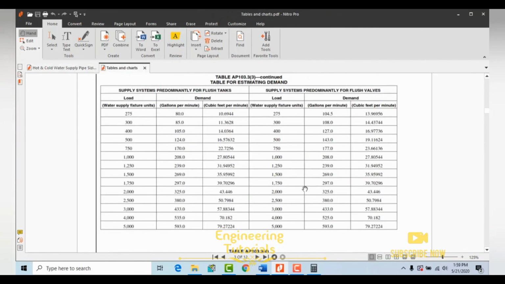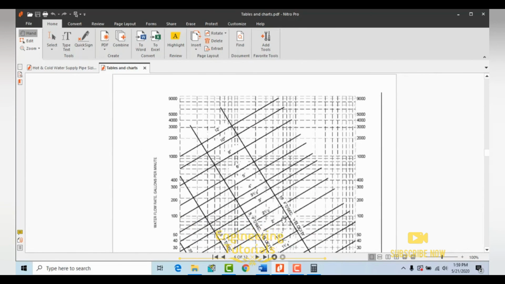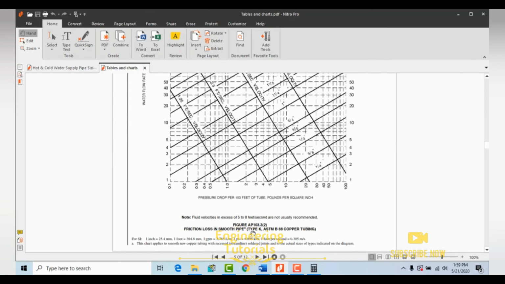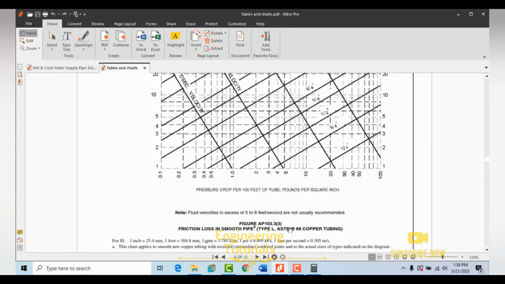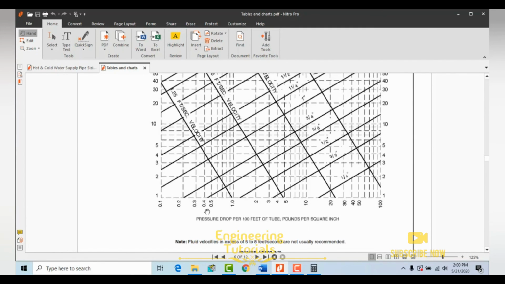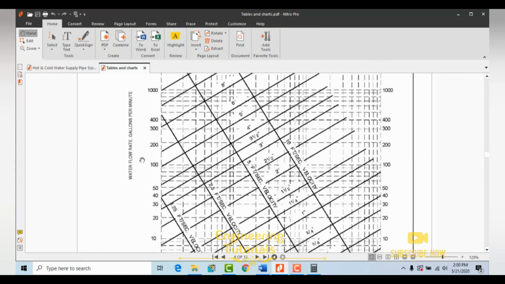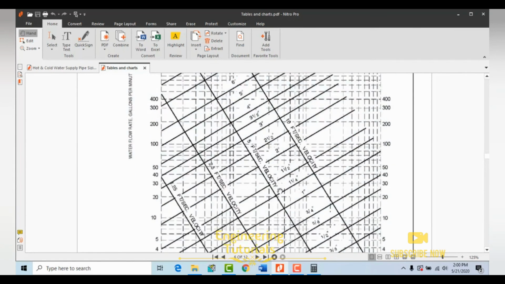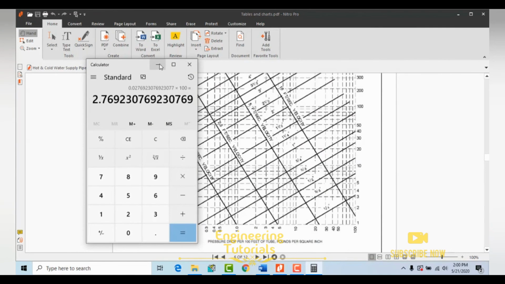So when we go over here, this is the chart for copper K type. Since we use copper L type in our project, we need to use this chart, figure 103.3. As you can see, on the x-axis we have pressure drop in psi per 100 feet, and on the y-axis we have demand in GPM, gallons per minute. We know the demand is 108, and the pressure drop is 2.77 psi per 100 feet, which we already calculated.